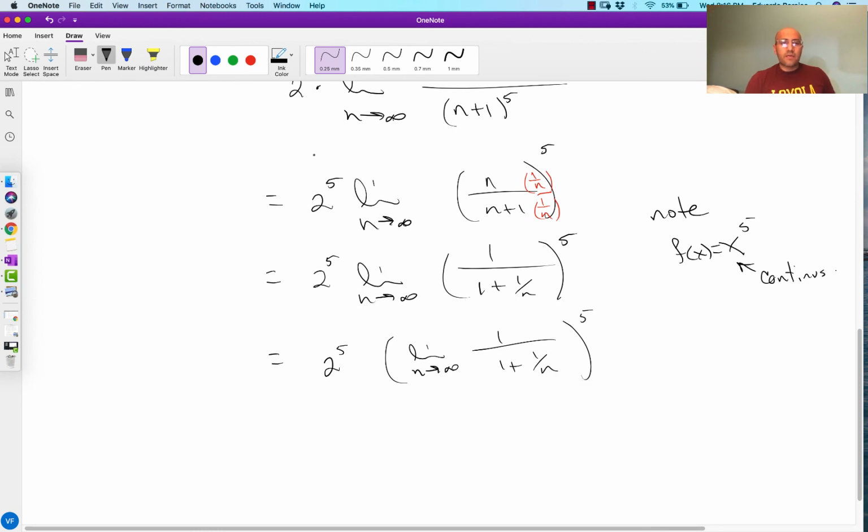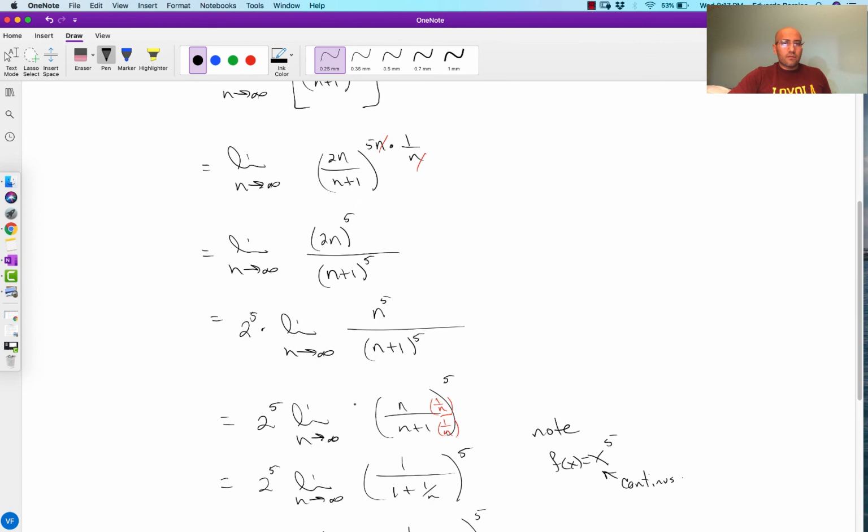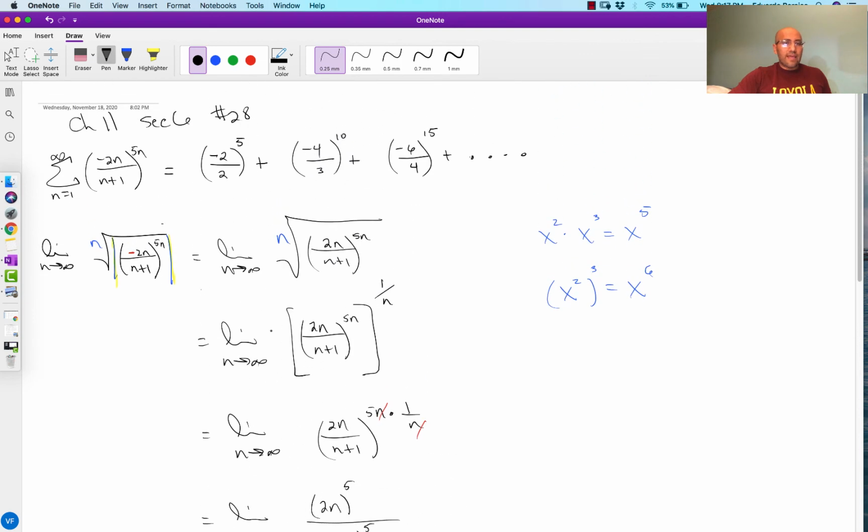So then this becomes 0 and then heads to 1. So we end up with 2 to the 5th power times 1, which is just 2 to the 5th power, or 32. Okay, so we've established that. After all that work, we've established that this whole thing right here is equal to 32, which is greater than 1. That's really what mattered.